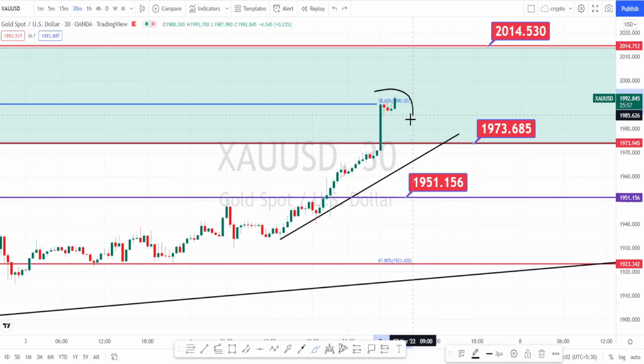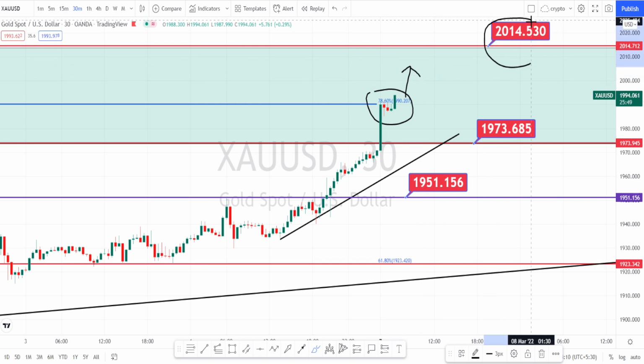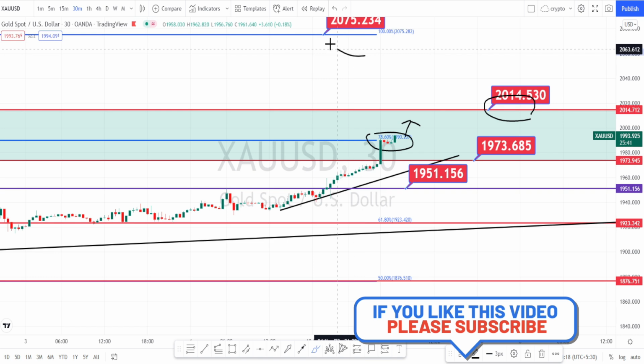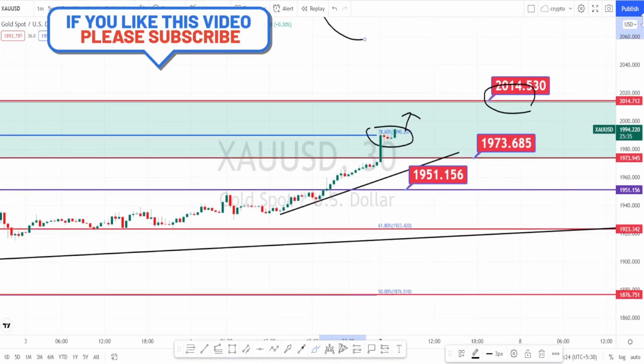Here we can clearly notice that it is trying to break this 78.60 level and it is going on a bullish trend. So the next level of resistance is going to be around 2014, which is from the daily time frame, and if it manages to break this level, we can expect it to test the next level of resistance, which is going to be around 2075.